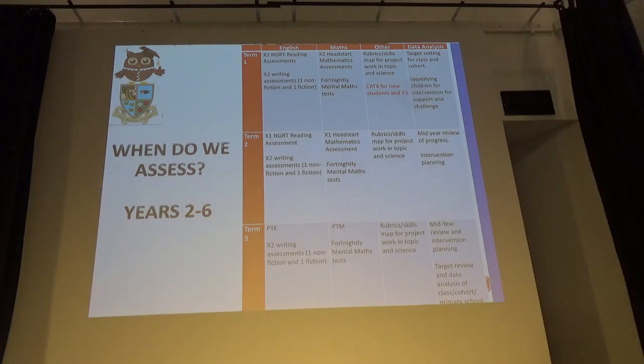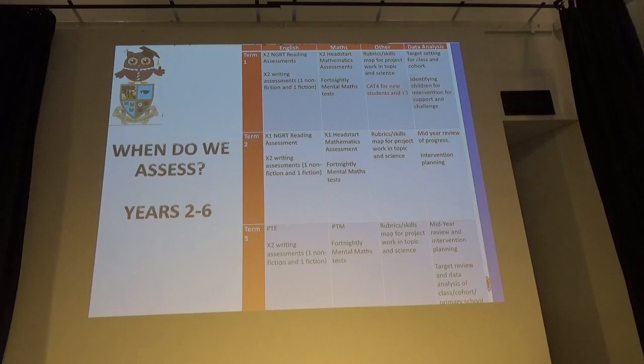So this is some of the assessments that we do. If you've come to any other assessment and reporting workshops, you would have seen this before as well. So at the beginning, in term 1, we do the NGRT, which is the New Group Reading Test in English, and we do 2 writing assessments. We've already done one of these in September, as a bit of a baseline to see how the children have done after the summer break, and also for new students to get a baseline of where they are currently at.